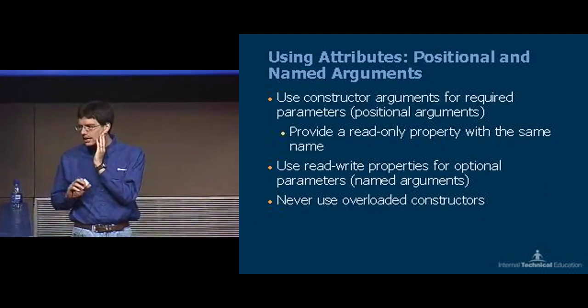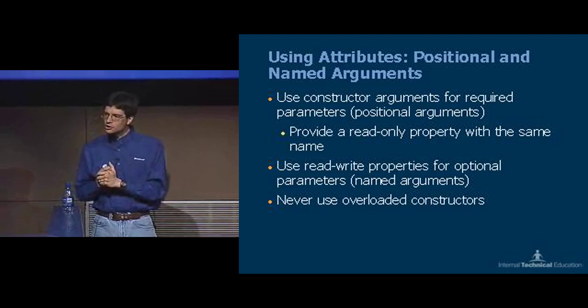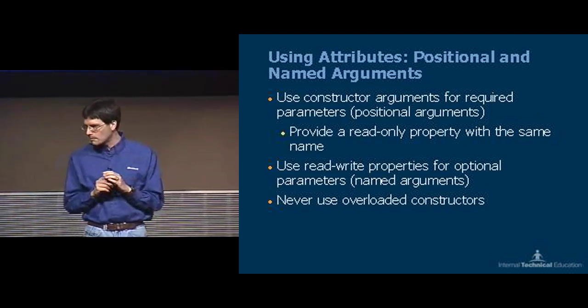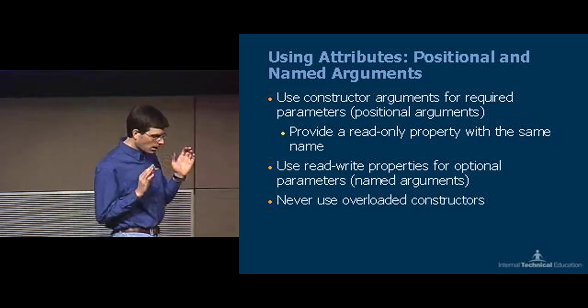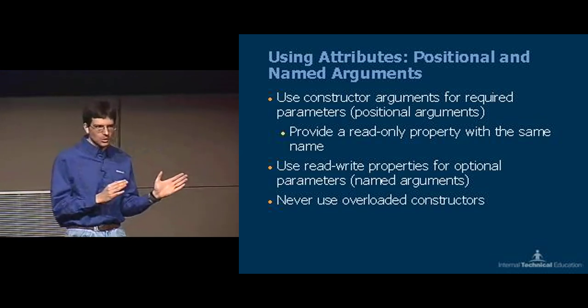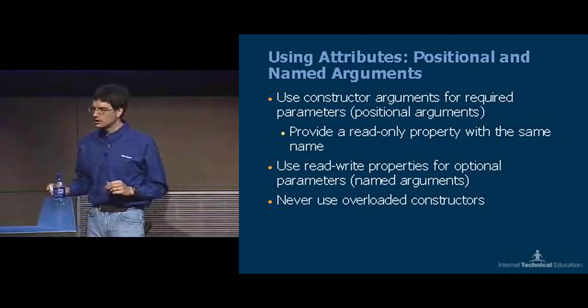Okay, so there are two kinds of parameters: positional and named. Constructor arguments. Some of the arguments are optional and some are required. So the positional ones are required and the optional ones are named. I think it's easiest to look at an example here.